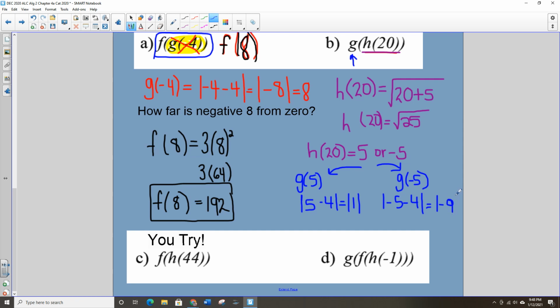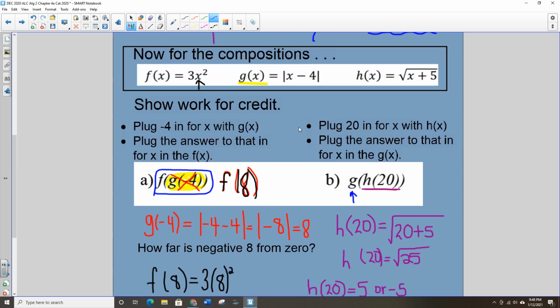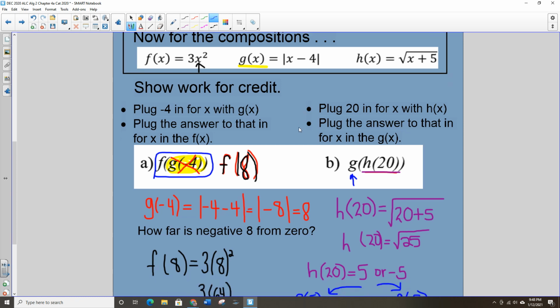All right, so that leaves us with two solutions, and now we have to say how far each of these numbers is from 0. So in the end, we find out that the answer is, what's the absolute value of 1? 1. And what's the absolute value of negative 9? And the correct answer is 9. So the answers are 1 and 9. Or we could even say 1 or 9. All right, so that's how you complete compositions using equations.